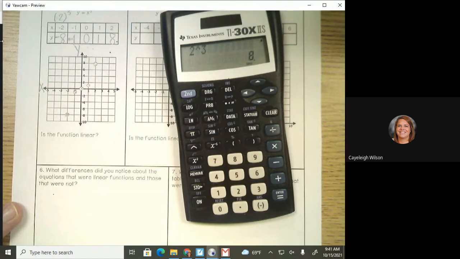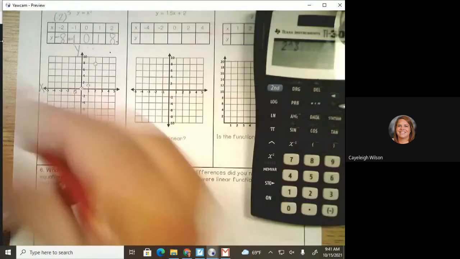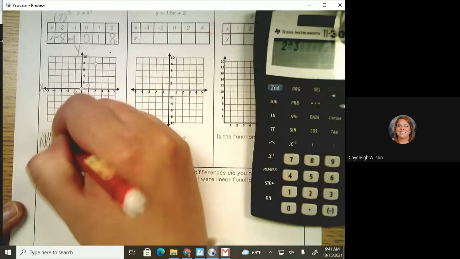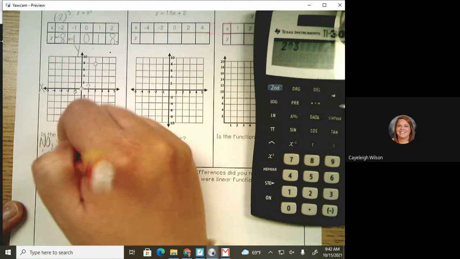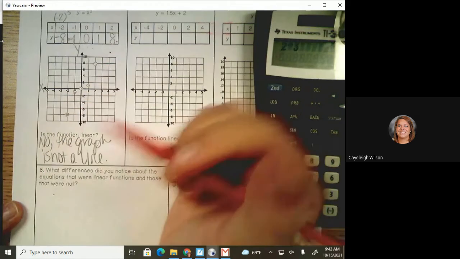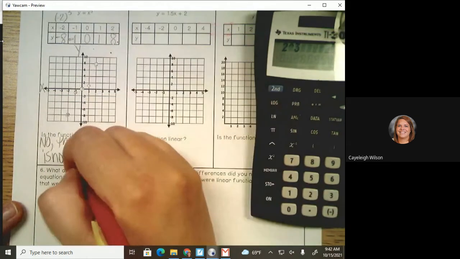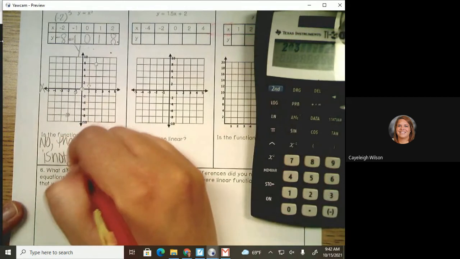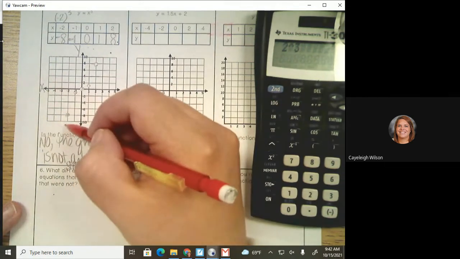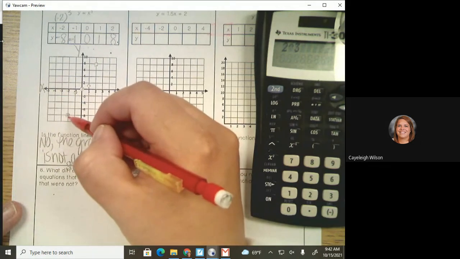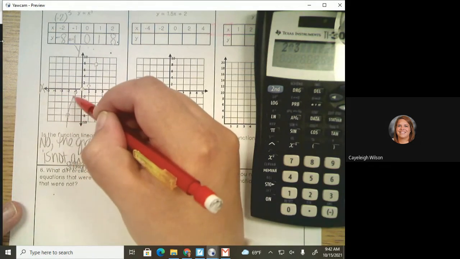Okay, based off your graph, is this function linear? No. And then we say the graph is not a line. No, it's not. It has to be a straight line. If you want to connect it, if that makes you feel better, this is a cubic function. So you start down here because this is the farthest left point, and then you just follow that up.